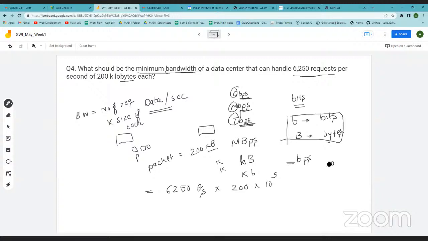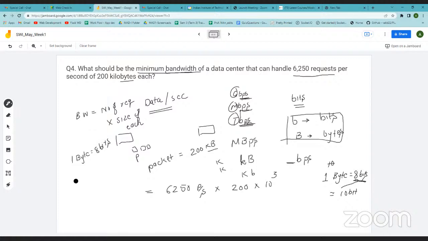Now I know that one byte equals 8 bits. In lectures, you may have seen it is approximately equal to 10 bits, but always use this relation. Even if it is not given, do not use 1 byte equals 10 bits. It is wrong. Use this relation: 1 byte equals 8 bits. This is something that you need to know.